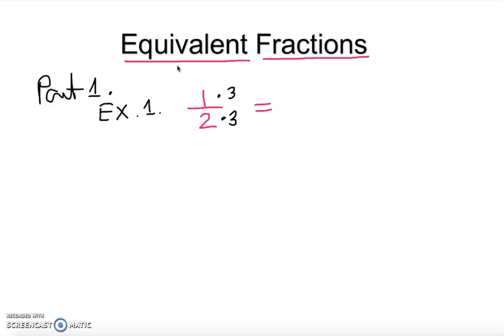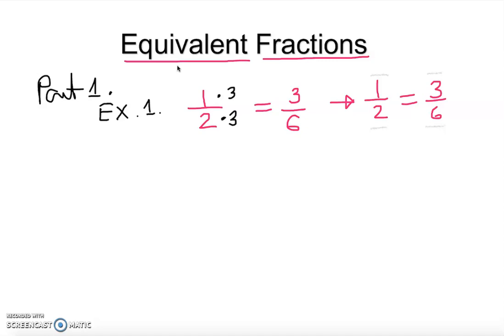So 3 times 1 is 3, and 3 times 2 is 6. So I want to say that 1/2 is equal to 3/6. So this is an equivalent fraction. Look, the numerators are 1 and 3, and the denominators are 2 and 6, so the numerator and denominator are different. They look different, but their value is the same.